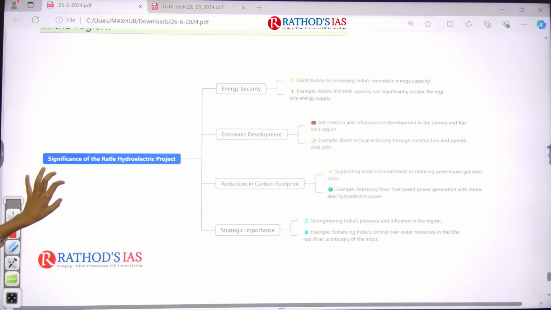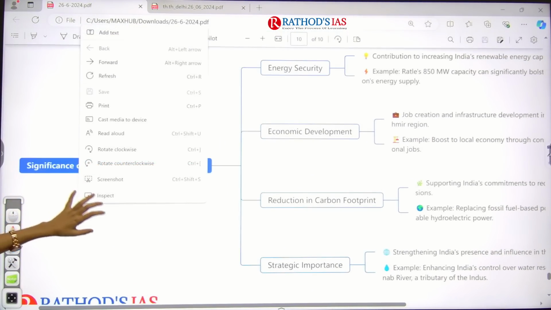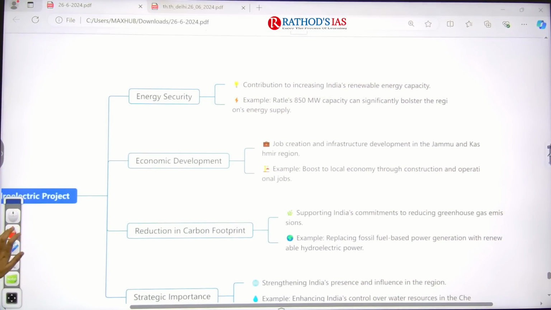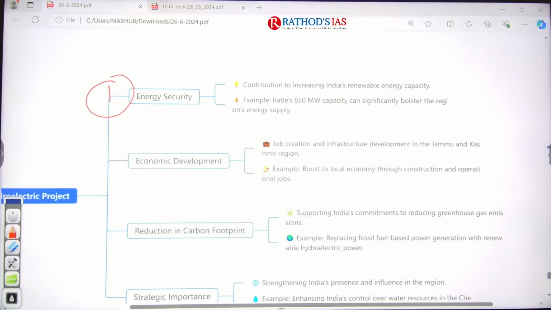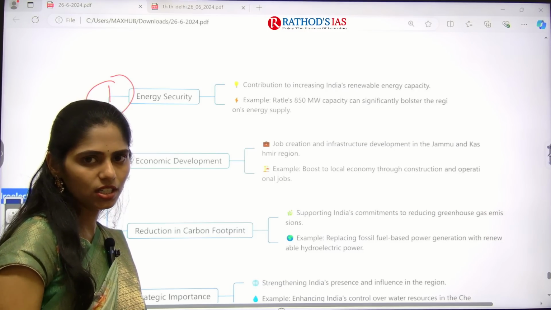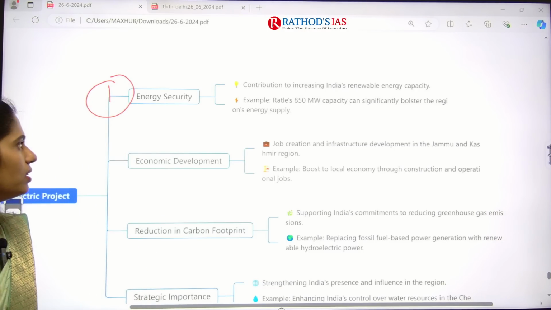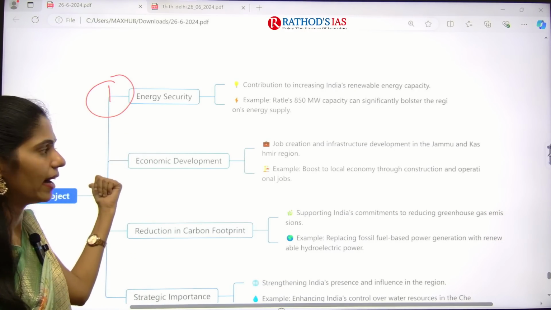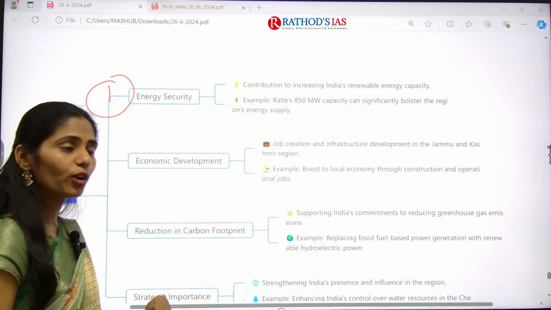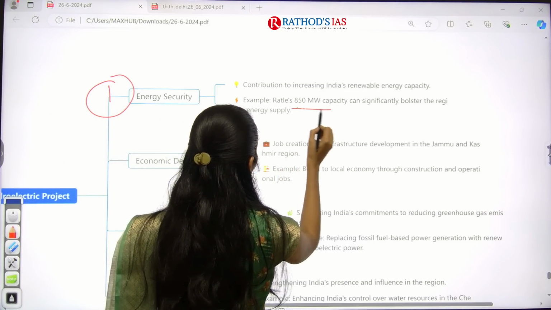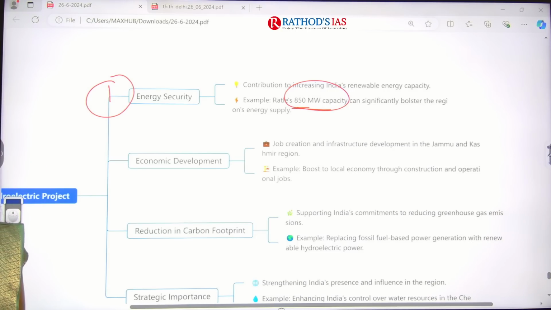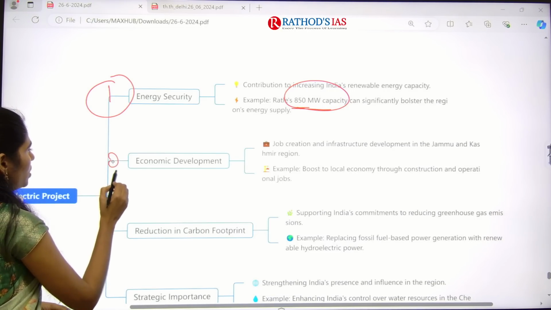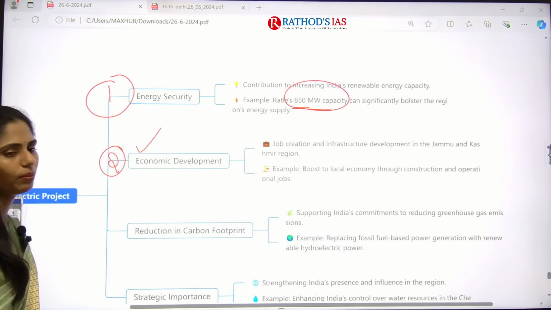Okay. So if you see why this Ratley power project is important, it is especially for energy security. India has an aim to improve renewable energy, right? For that we can use hydropower, which we are producing by using this Ratley. By this Ratley power project, India's aim is to produce 850 megawatts of capacity. It is very high.